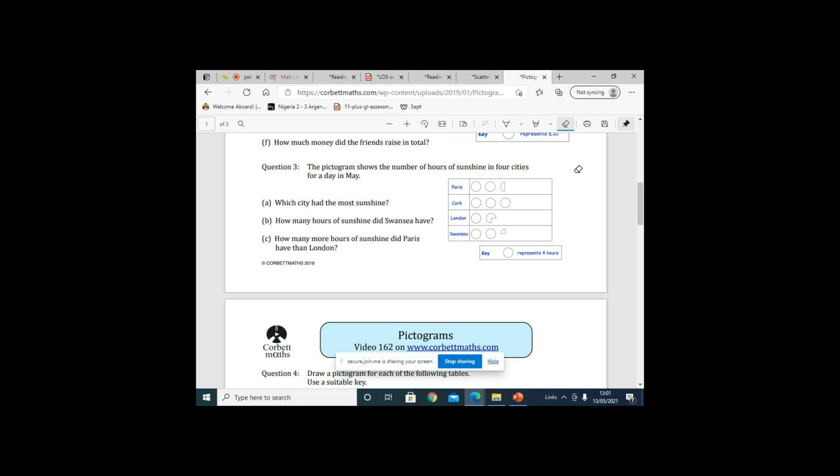So how many hours of sunshine did Swansea have? 9 hours. Yes. Then London, okay. That's London, it's 4, 5, 6, 7, and Paris is 1 hour more. So 8, 9, 10. So it's going to be 3 hours more.